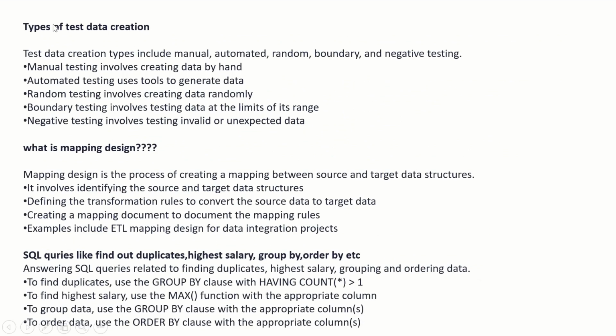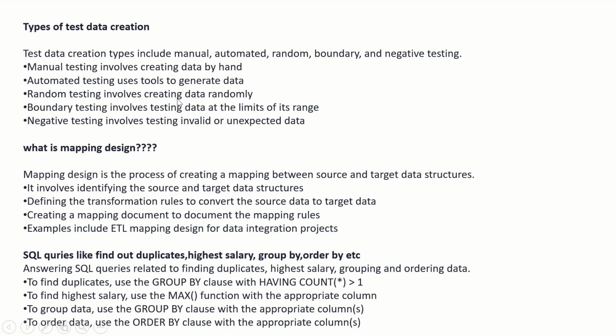Okay, so then types of test data creation. These are the types of test data creation. So test data creation types include manual, automated, random, boundary and negative testing. Manual testing involves creating data by hand. Automated testing uses tools to generate data.